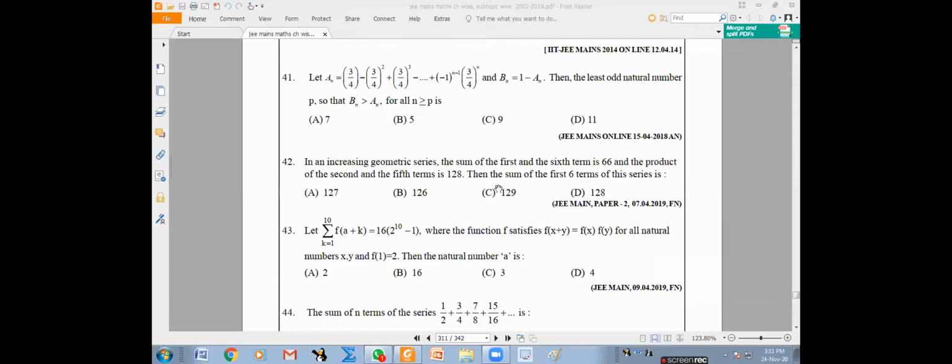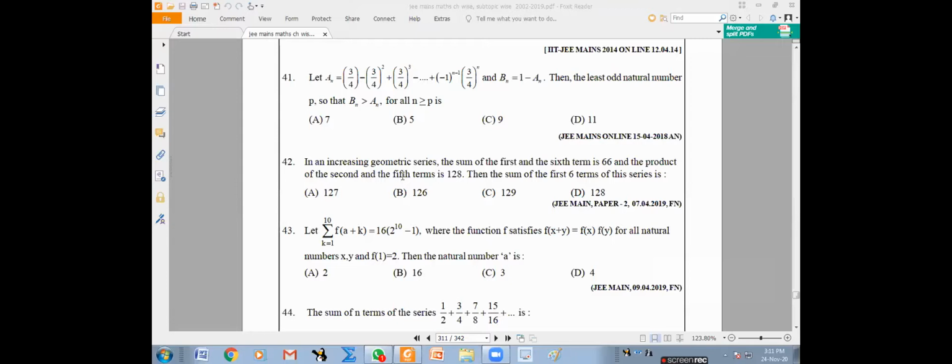Okay. Anyway, anybody still on 41? Is it clear? Whoever has doubt, or anybody still has doubt left? Clear. Clear. Okay. Up to 45, anybody has any other doubt? Sir, 42. 42. Okay.